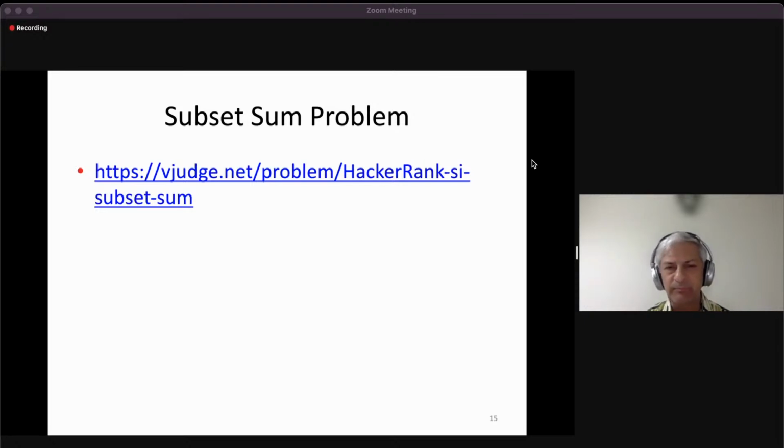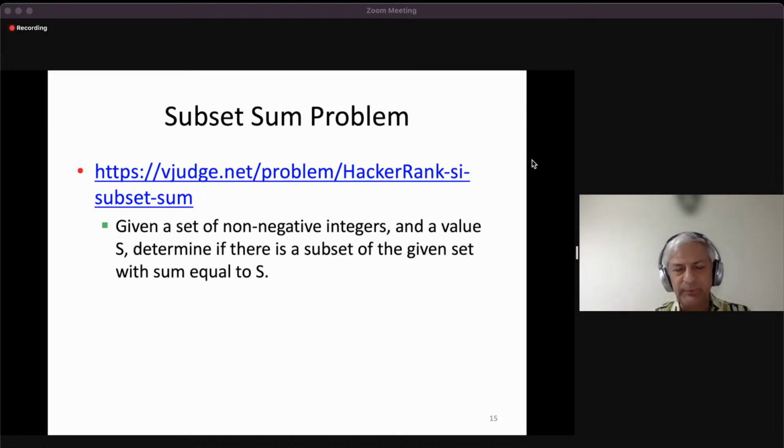By the way, there is a problem in VJudge called subset sum, and make sure that you're given this problem for your Sunday session, for your mock competition. And this problem is actually quite simple. It's worded in the following manner. It says that if you're given a set of non-negative integers and a value s, your job is to determine if some subset of the numbers add up to s.